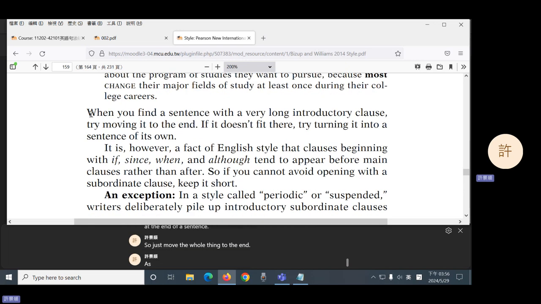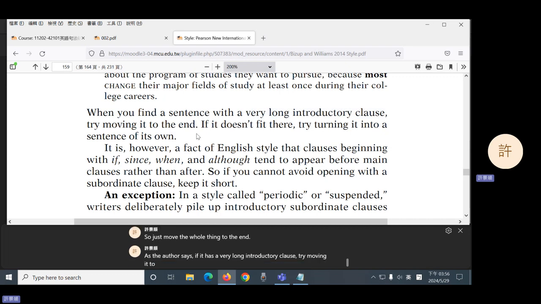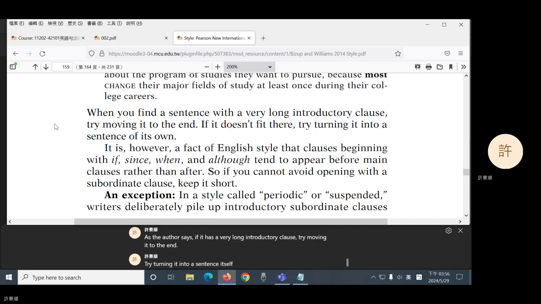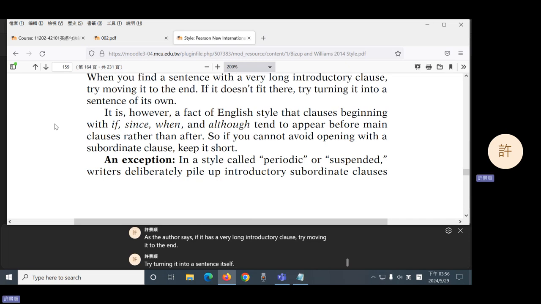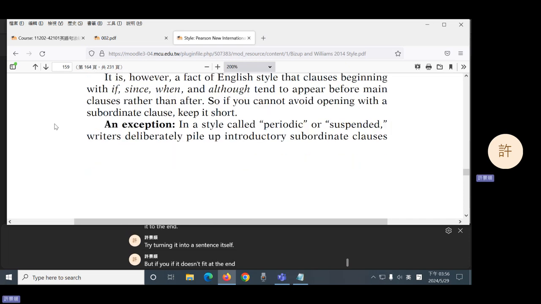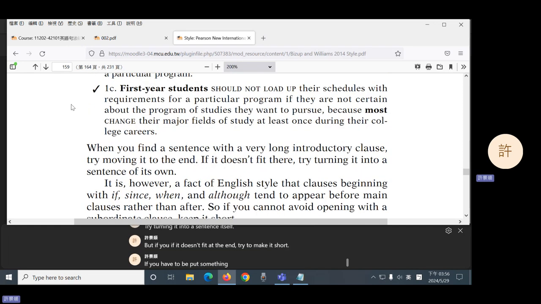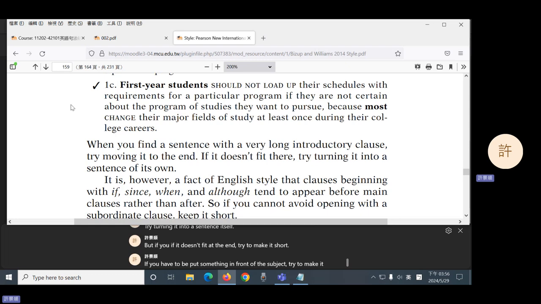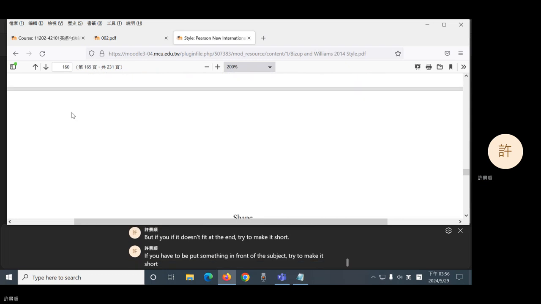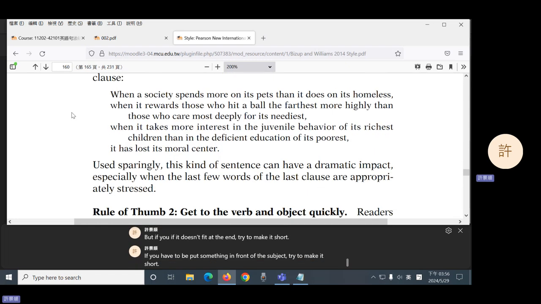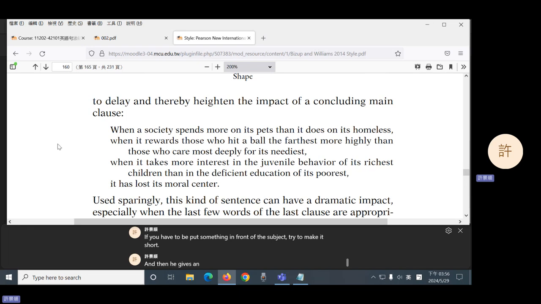As the author says, if it has a very long introductory clause, try moving it to the end. Try turning it into a sentence itself. But if it doesn't fit at the end, try to make it short. If you have to put something in front of the subject, try to make it short. And then he gives an exception. We don't have to look at this exception.